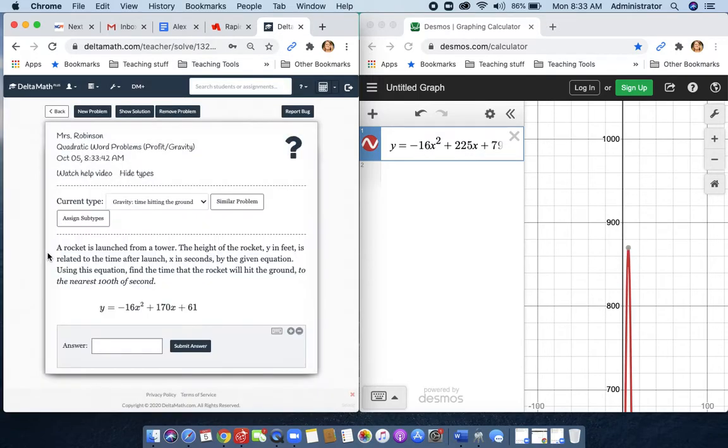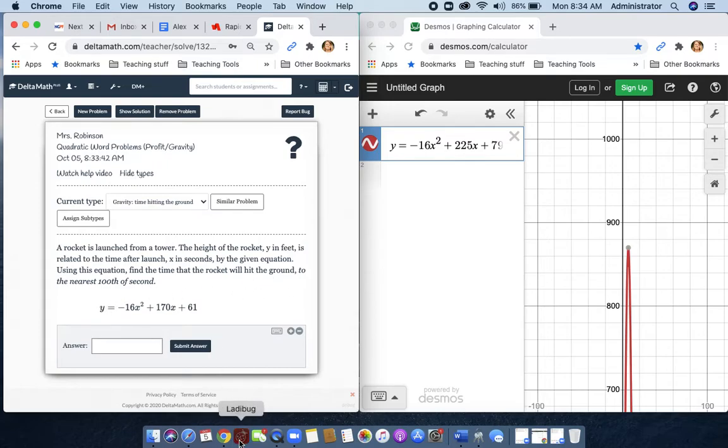So let's click 9. This says I've got another rocket being launched, but this time a rocket is launched from a tower. The height of the rocket, y in feet, is related to the time after launch, x in seconds, by the given equation. Using this equation, find the time that the rocket will hit the ground. That's different than the other problems. To the nearest 100th of a second. So time it hits the ground, what would that represent?